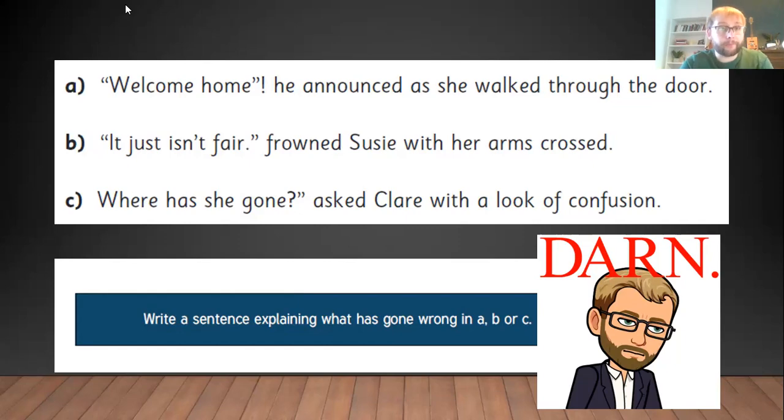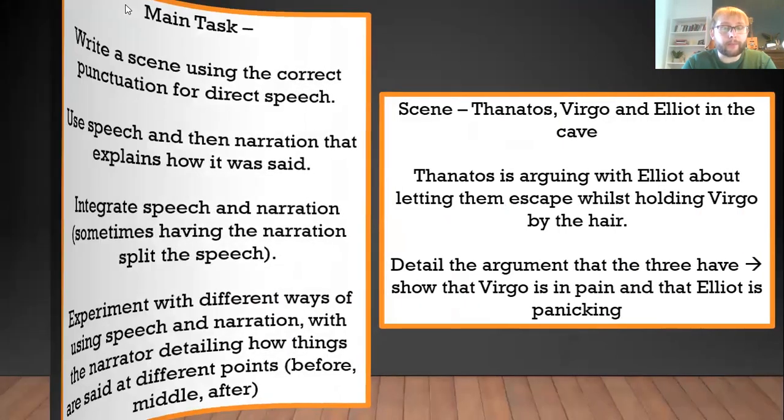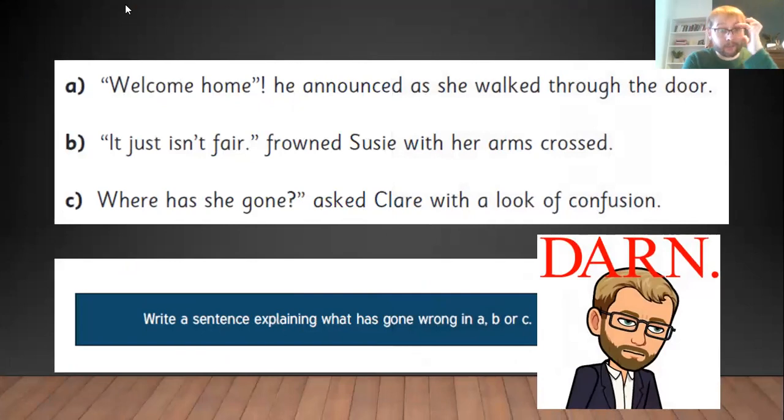Okay, so several things wrong there. Oh, let me just go back before I set you the main task. Firstly, well, we've looked at the welcome home. The exclamation mark should be inside, and then there should be a comma after "announced". "It just isn't fair," and that should then be a comma at the end of "it just isn't fair". "Frowns Susie," comma, "with her arms crossed." And "where has she gone?" Question mark. That's all fine, it's inside the exclamation mark. "Asked Claire" should then have a comma, but again, the speech hasn't been opened. So it needs to have an inverted commas before "where has she gone".